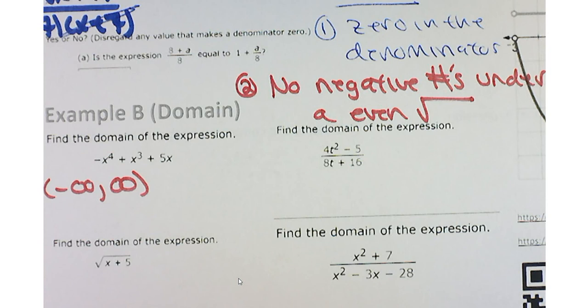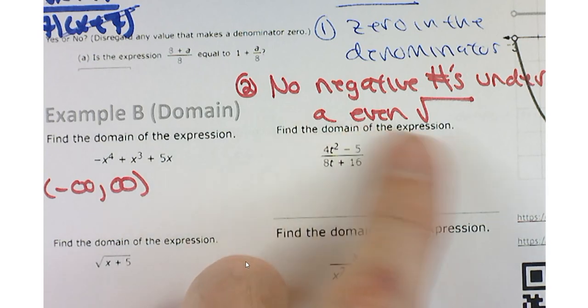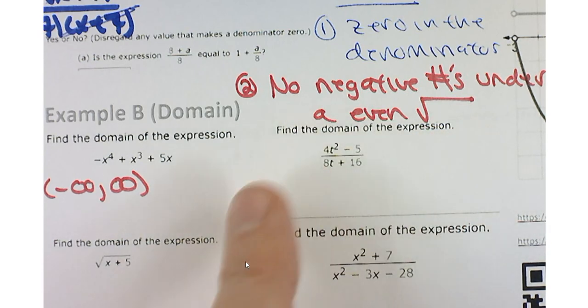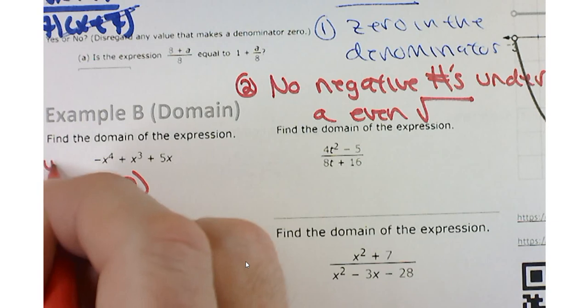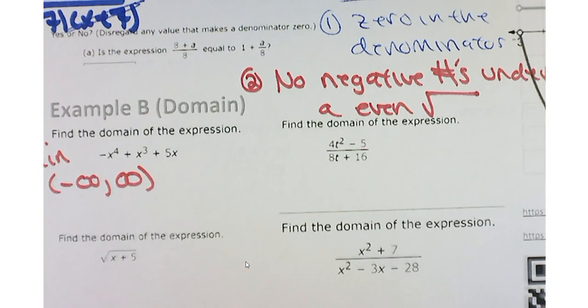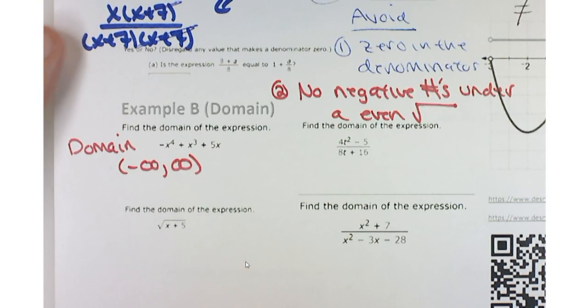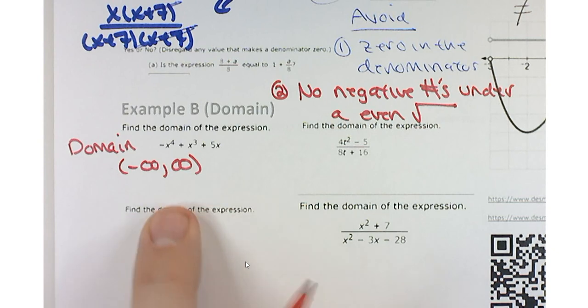Well, is there anywhere that the denominator can be 0? No, because there is no denominator, right? Is there any place that you could have a negative underneath the square root? No, because there's no square roots here. So here's your domain. It's just negative infinity to infinity. There's no points that we have to throw out. So that's your default domain.